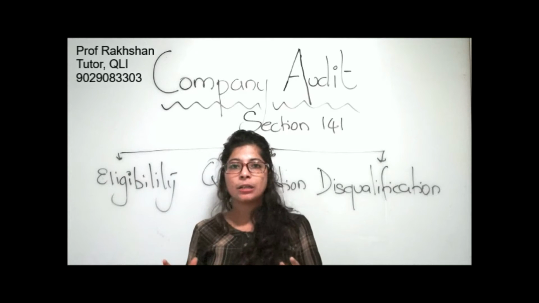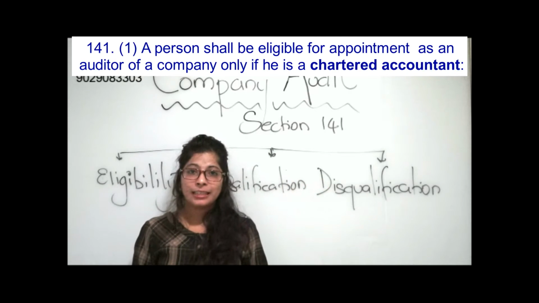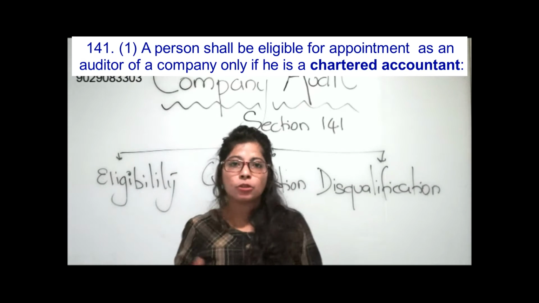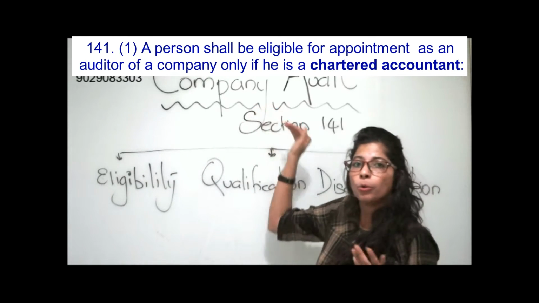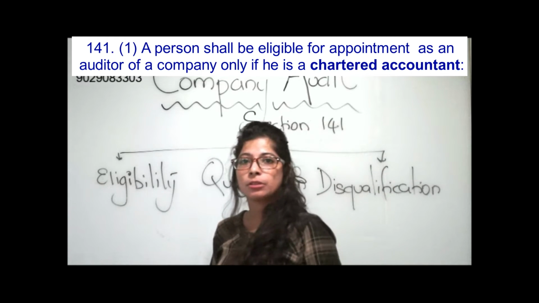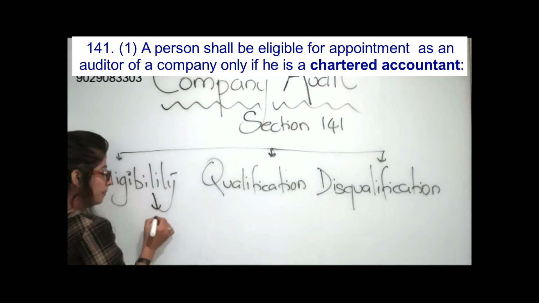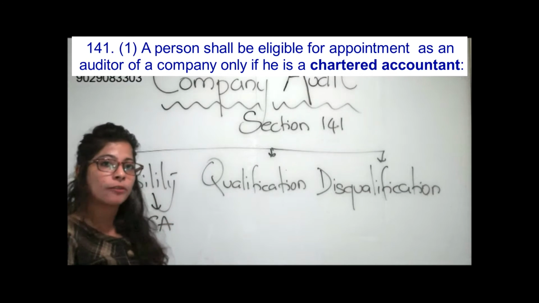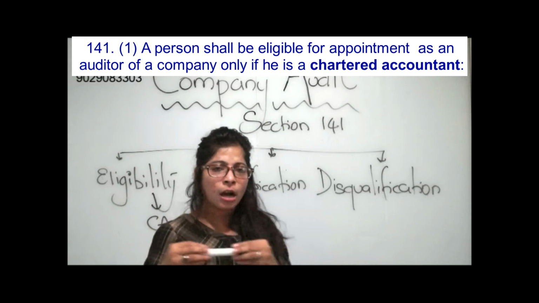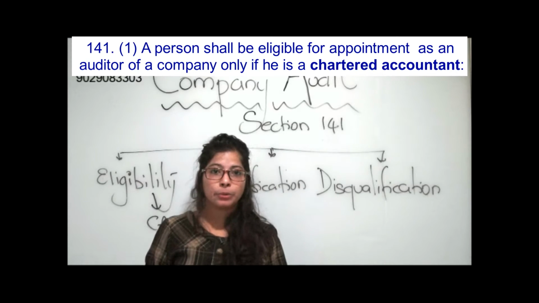How do we understand the relevance? It's from sub-section 1 of section 141. It says every person is eligible to be appointed as an auditor of the company only if he is a chartered accountant. So what does sub-section 1 say? That the person has to be a chartered accountant to be appointed as an auditor of the company. Now are all chartered accountants eligible? We'll understand this with an example.